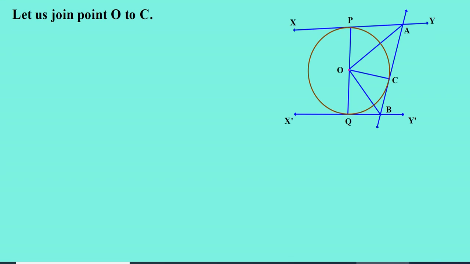Now, consider triangle OPA and OCA. Can you prove these two triangles are congruent? It is very simple. What about OP and OC? Are they equal? Yes, they are radii of the circle. Now what about AP and AC? They are tangents from an external point. So that also we can write equal. Then what about OA? OA is common.